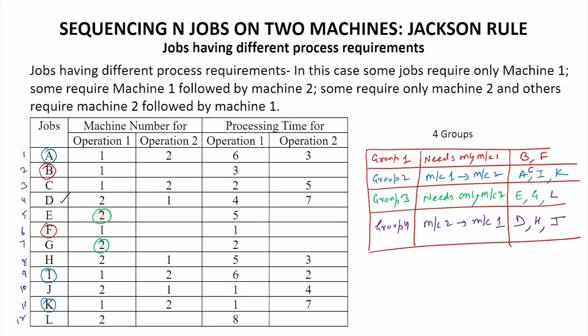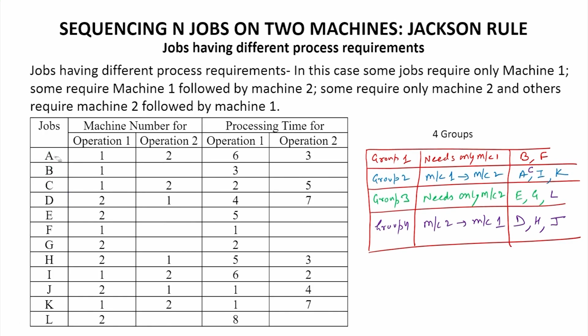Now, we are having all 12 jobs: 2 jobs are in group 1, 4 jobs are in group 2, 3 jobs are in group 3 and 3 jobs are in group 4. So, this is how the first step is to classify the jobs into various groups.